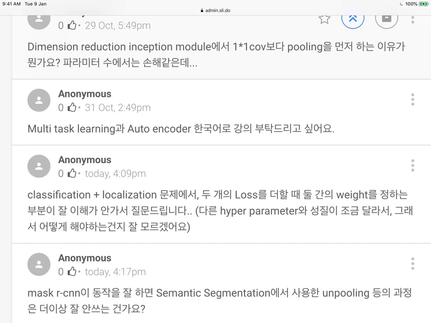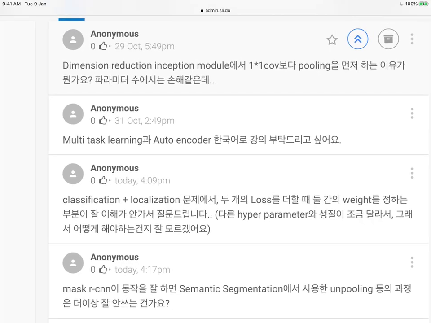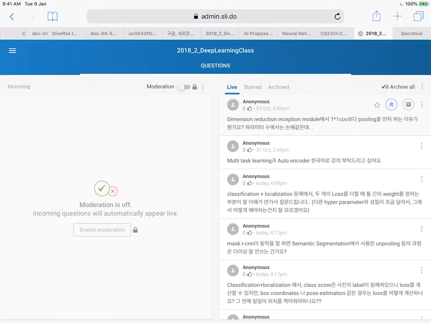So about this classification plus localization question, can anyone give the page number? I mean the slide number. 이거 누가 질문한 거죠? 없어요?